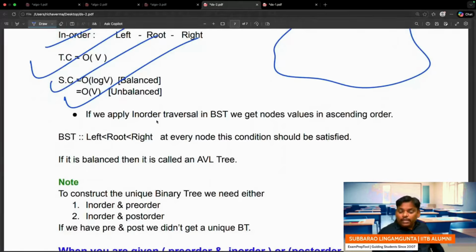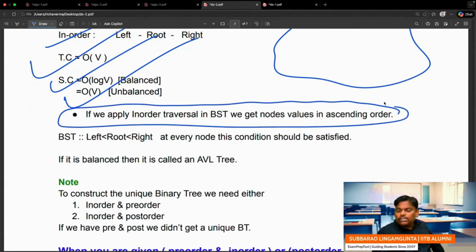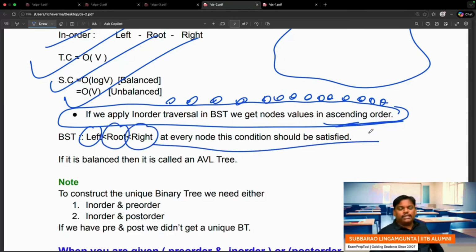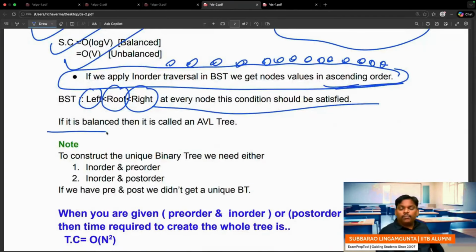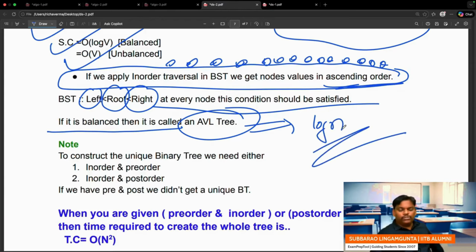If we apply in-order traversal on the BST, we will get the ascending order. It's very, very important. Please be careful. What is a BST? Left is less than the root, and the root is less than right. At every node, this condition is satisfied. If a BST is balanced, it is called an AVL tree, with log n height. You know this very well.